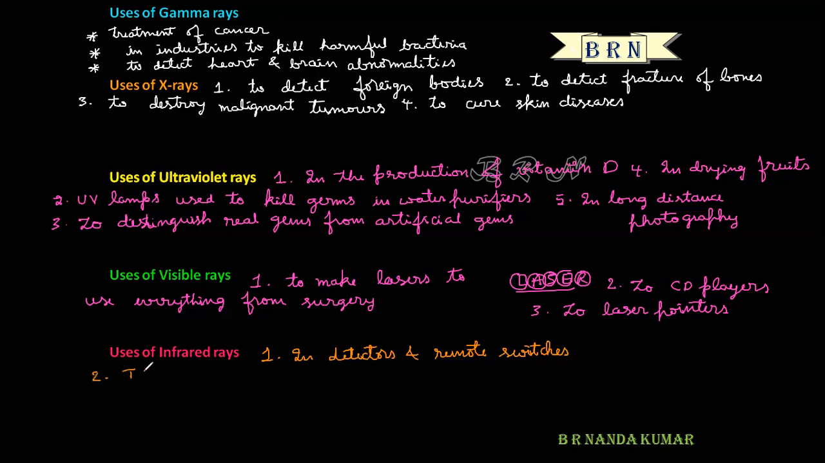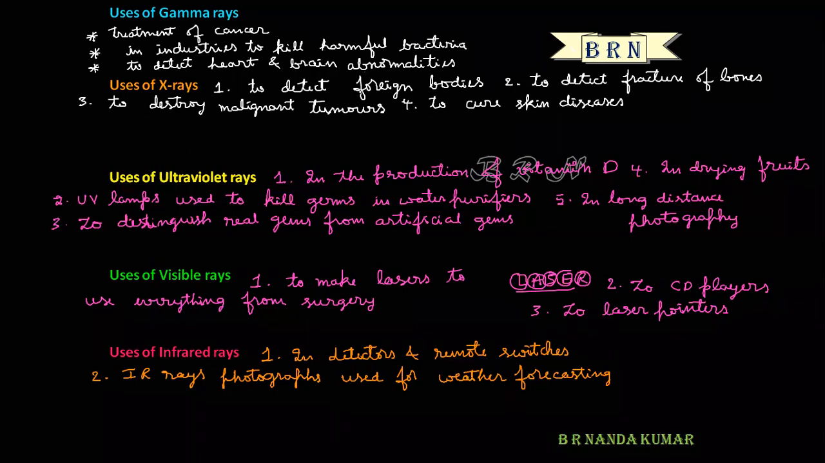IR ray photographs are used for weather forecasting. And IR waves from the sun keep the earth warm and hence help to sustain life on the earth. So these are the uses of IR rays.